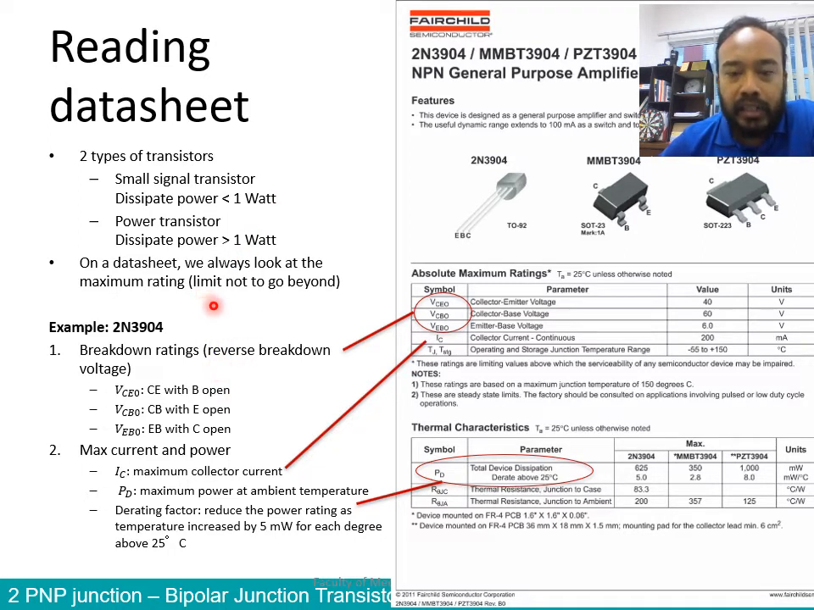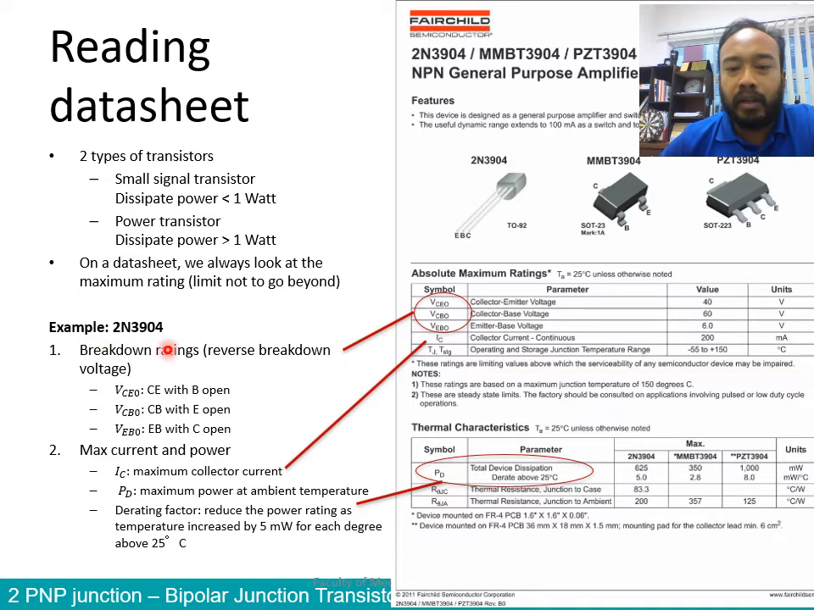On a data sheet, what we are going to look at is always the maximum rating. What we want to pay attention to is the maximum rating that we could find in the data sheet, because it is basically the limit that we cannot go beyond, right? So in designing a system, for example, let's say you have a maximum current required by your load or your system of, for example, 0.1 amp. You need to check: is the maximum current of your transistor larger than the maximum current of your application?